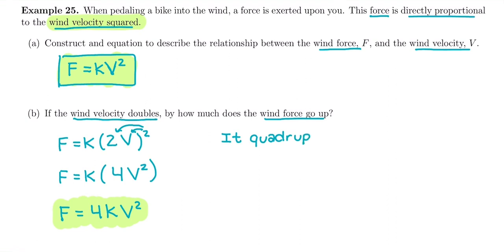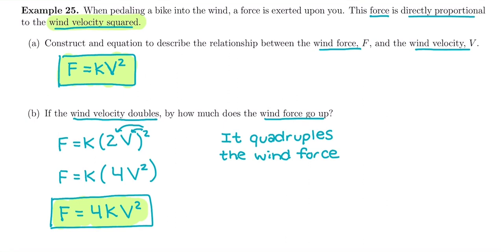They're directly proportional, but it's to the wind velocity squared. So having double the wind velocity quadruples the wind force. So we go from KV squared to 4KV squared. Doubling the wind velocity quadruples that wind force you feel against you.